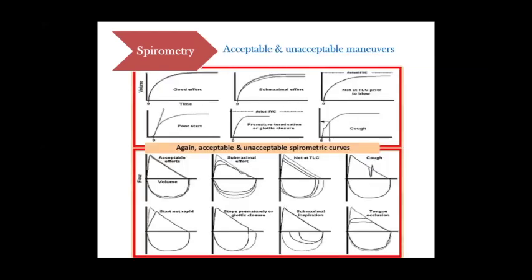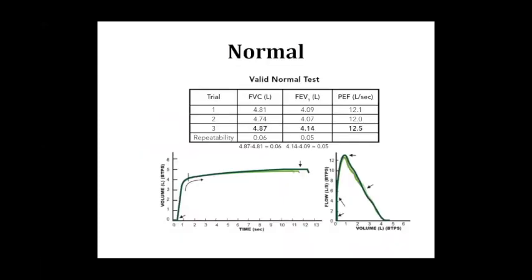Here are some examples of acceptable and unacceptable maneuvers, and I will point out all parts of the curve if you couldn't understand it earlier. Here, a normal volume time curve and a flow volume loop. For the volume time curve, as you can see, the subject starts exhaling from zero, and the graph smoothly goes until exceeding 6 seconds with a plateau and until the end of the test without hesitation, cough, poor effort, early termination or glottis closure.